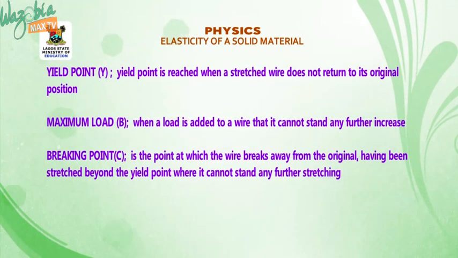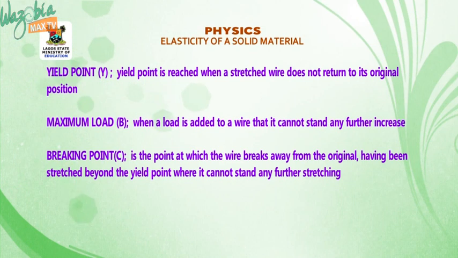Yield point is reached when a stretched wire does not return to its original position or shape. If you look at the diagram, you see where we have Y, and that is regarded as our yield point. Maximum load is when a load is added to a wire that it cannot stand any further increase. Where you have B, that is what we regard as maximum load, or sometimes it is called breaking stress.